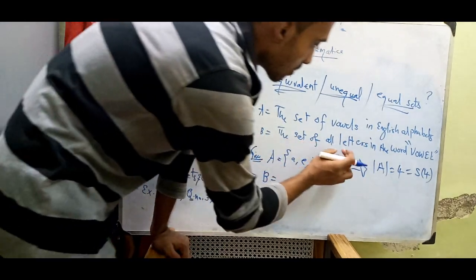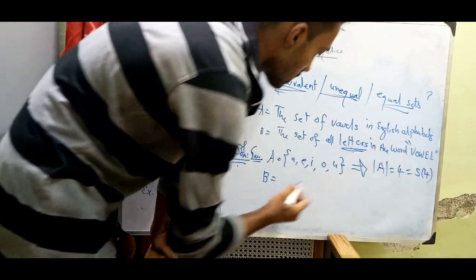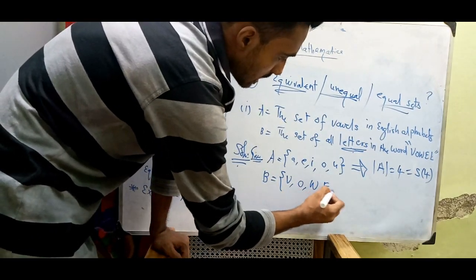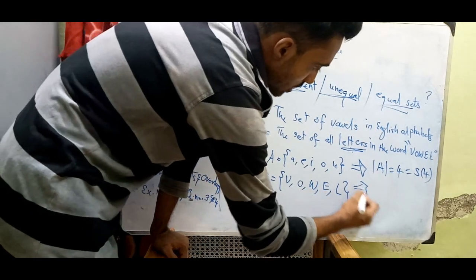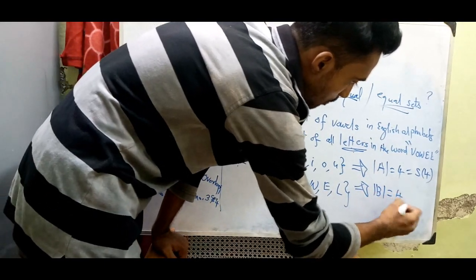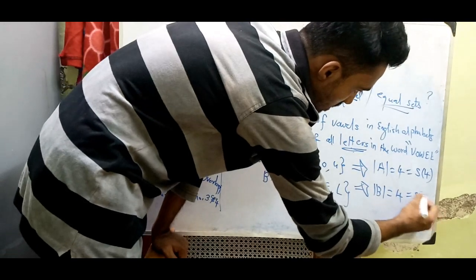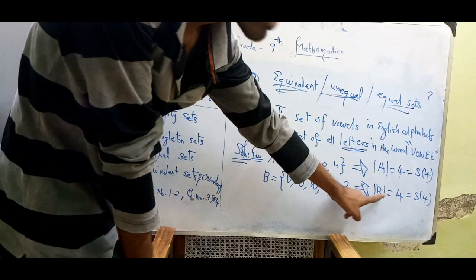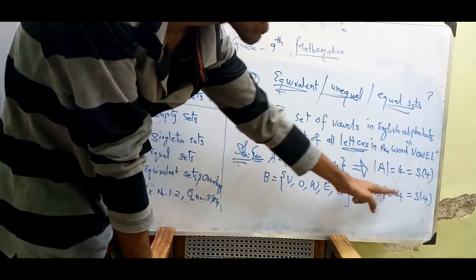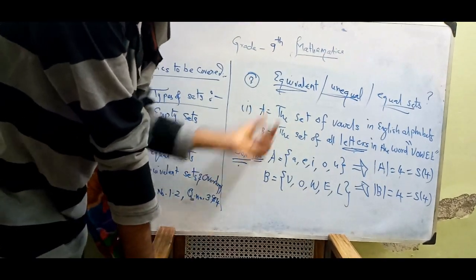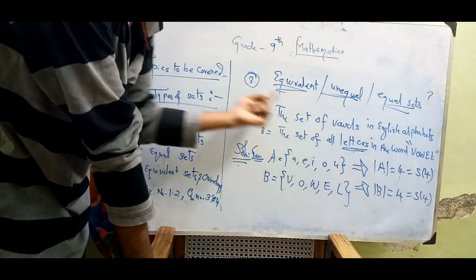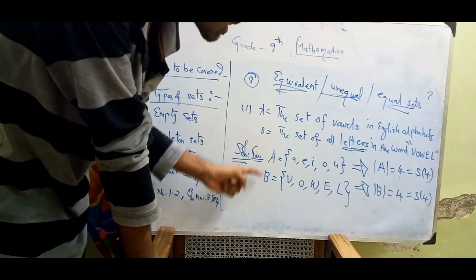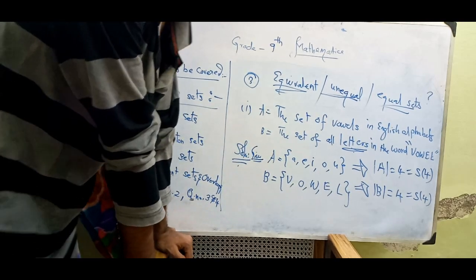So what does B say? B is nothing but the set of all letters in the word. How many letters are there? V, O, W, E and L, vowel. So it has cardinality 5 again. So A has the same potential as B. So A and B both have the same potential. That means it is equipotential, or you can say it is an equivalent set.